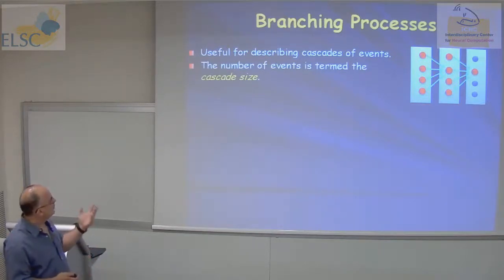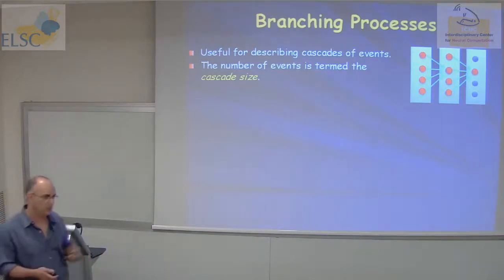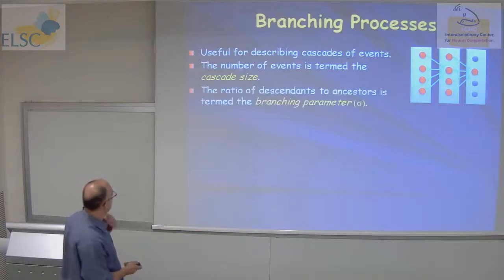The number of events in a cascade is called the cascade size. I will show it concretely in the context of the MEG, so you will know exactly what I mean when I say cascade size in that context.